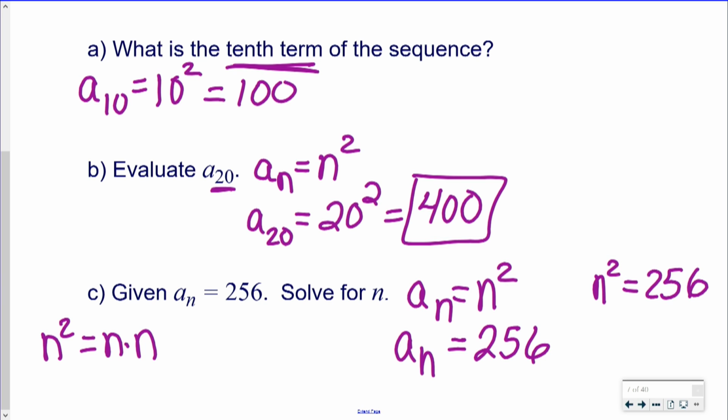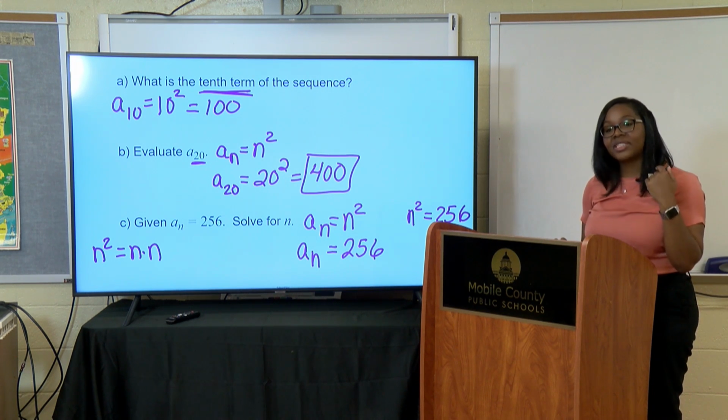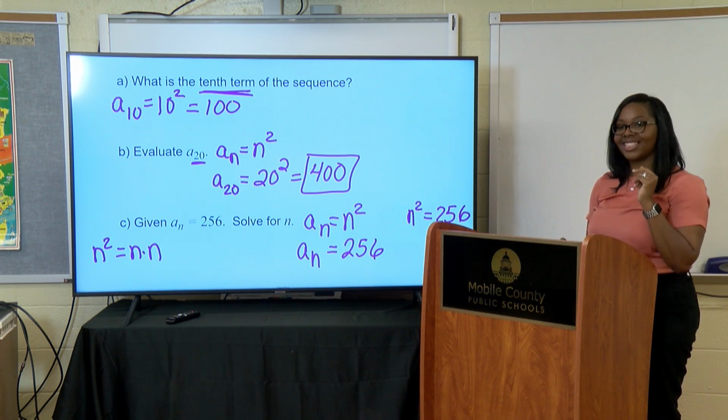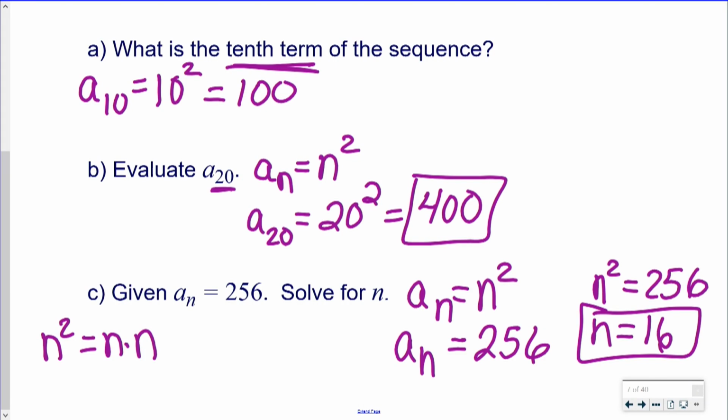And remember that n squared is n times n. So 256 is some number times itself. Do you know what number times itself gives us 256? If you said 16, you are correct. 16 times 16 is 256. So the value of n is 16. So we found our 16th term to be 256.